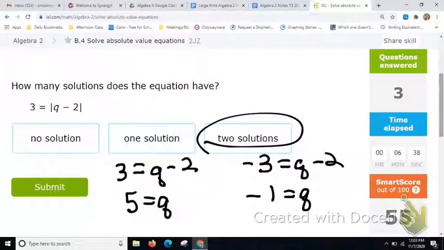Again, since the absolute value bars are by themselves and it's equal to some positive number, once the absolute value is by itself, if it's equal to a positive number, it's going to have 2 solutions. If it's equal to a negative number, it's going to have no solutions. So absolute value bars by themselves: a negative gives me no solution, 0 gives me 1 solution, and a positive number gives me 2 solutions.